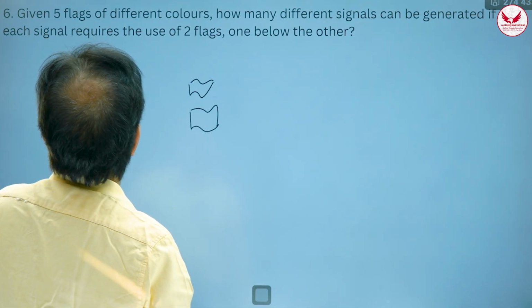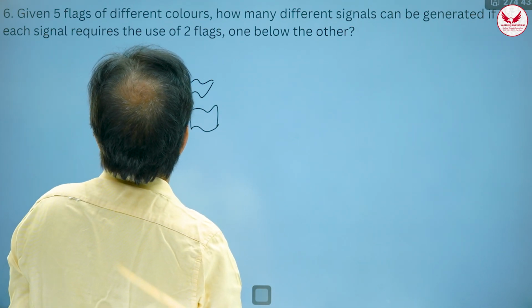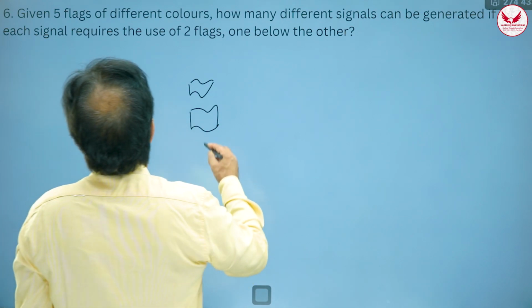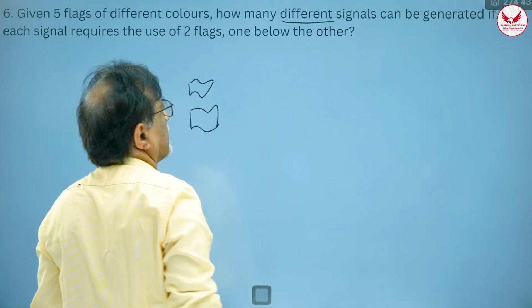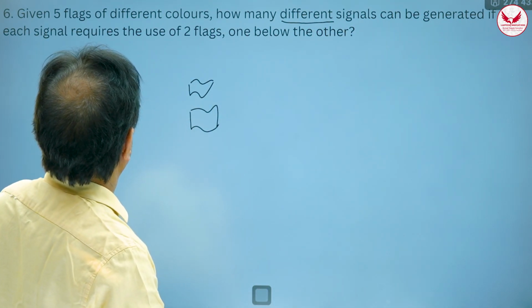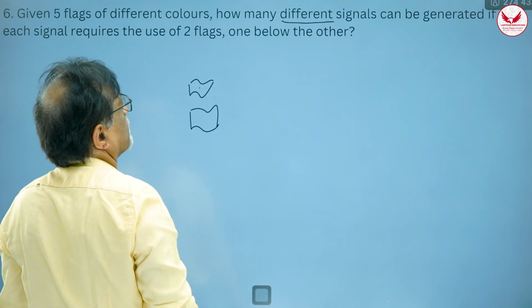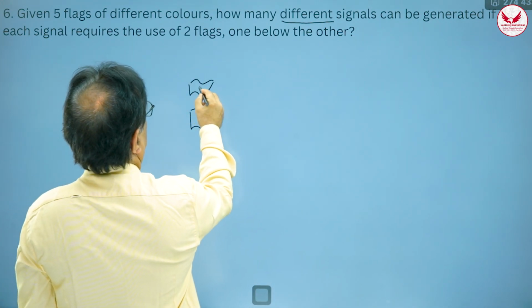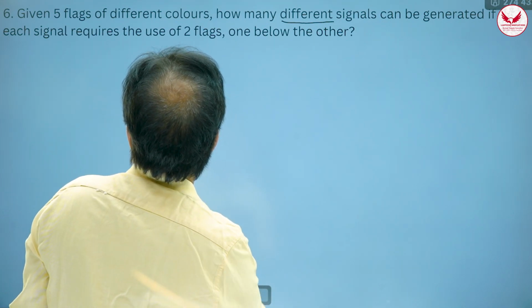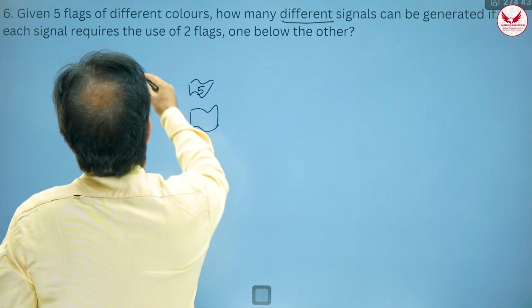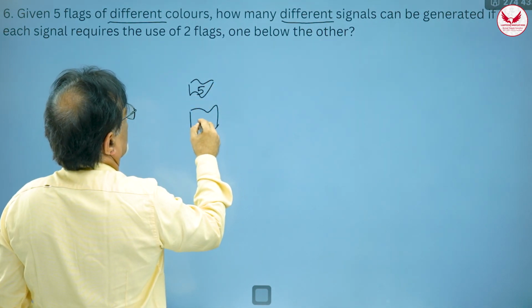Now 5 flags are there, and how many different signals can be generated if each signal requires the use of only 2 flags? So first, the word here is different signals. Now, the first flag can be chosen in how many ways? 5 different ways. Now, the second flag can be chosen in how many ways? They have not said that the 2 flags are of different colors. That means the color which is used in the first flag is not allowed in the second flag.